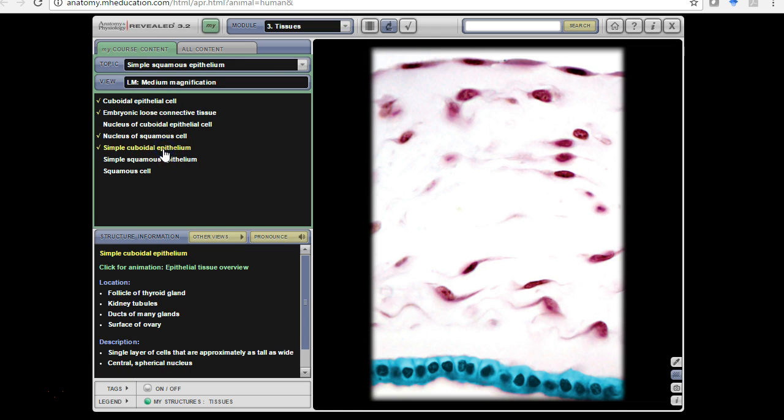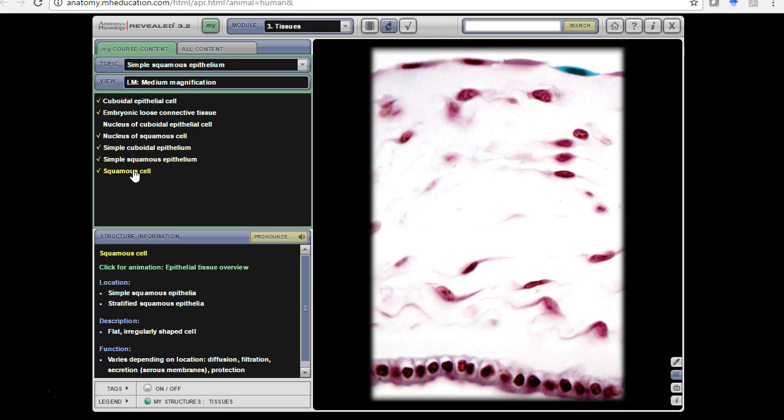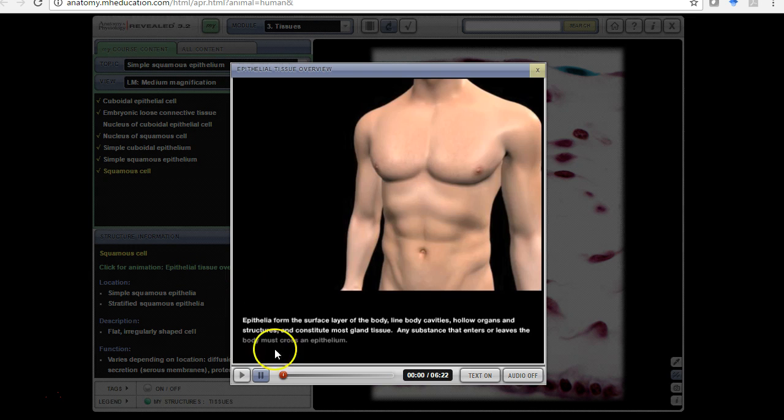You can click through these and see different levels of simple squamous epithelium. Click for animation. Okay, and here they unwrap the body.